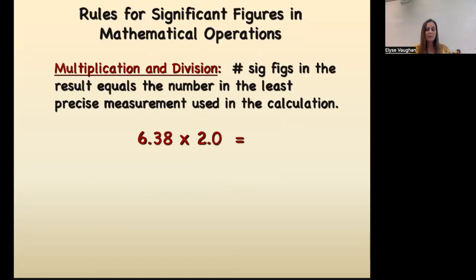So if we multiply 6.38 times 2.0, 6.38 has 3 significant figures, 2.0 has 2. So my answer can only have as many significant figures as my least precise measurement, and that's the one with the 2 significant figures. And so my answer only has 2 significant figures. So even though my calculator tells me 12.76, I'm going to round that to 13.